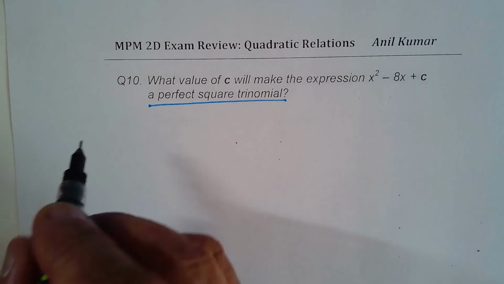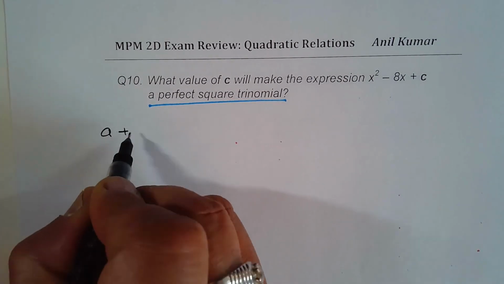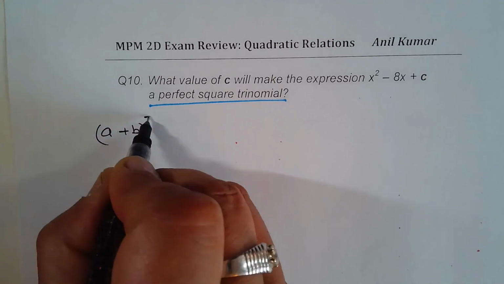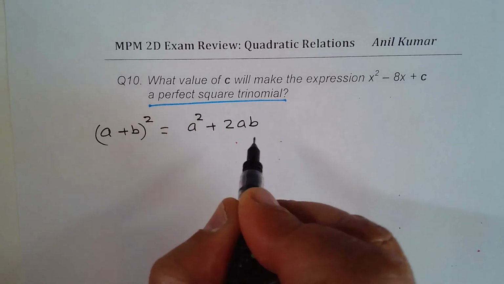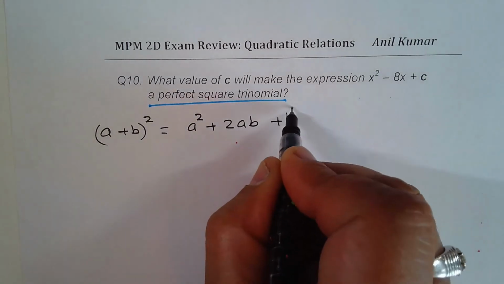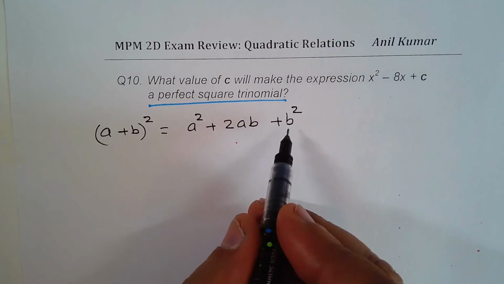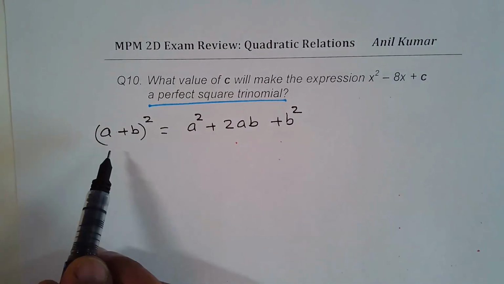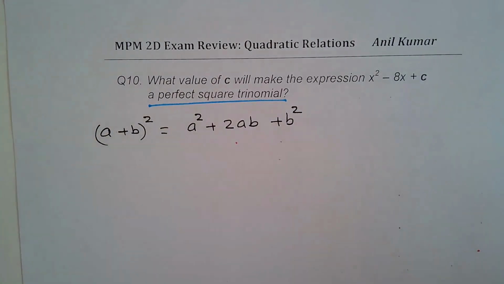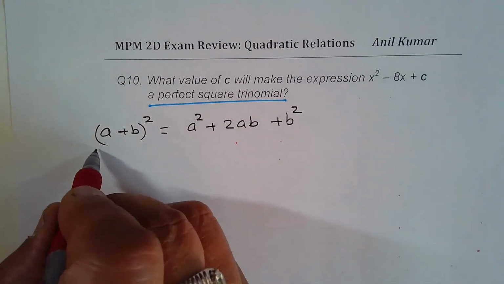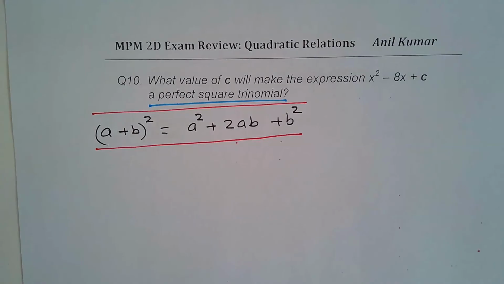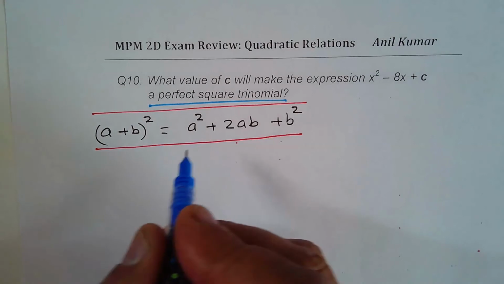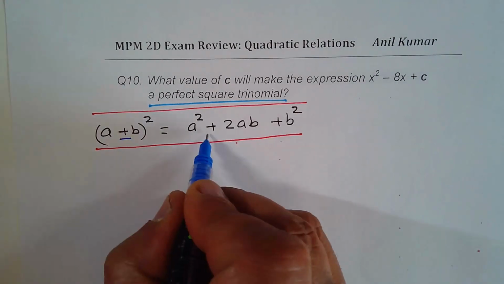Let's remind you of (a plus b) whole square. (a plus b) whole square is a squared plus 2ab plus b squared. Now this is a trinomial which can be written as a perfect square. So that kind of an expression is called a perfect square trinomial. I hope it's clear, right? This kind of a trinomial is written as a perfect square. Now we could have plus or minus, so we could have either one of these.